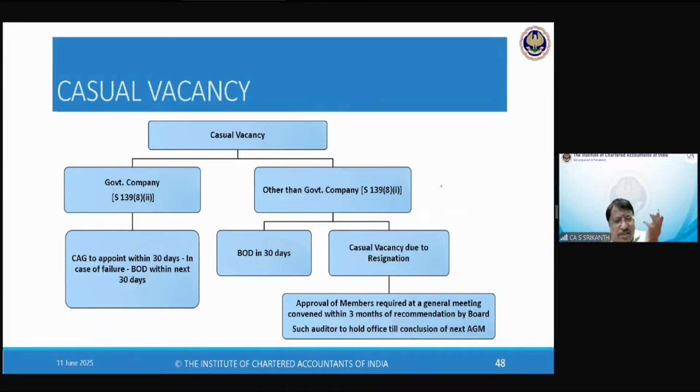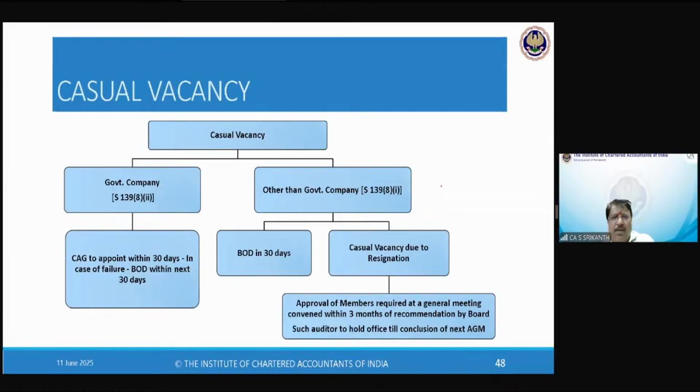So you call a general meeting and get the approval of the members within 3 months of recommendation by the board. So the new auditor, if it's a casual vacancy, will be appointed by the board and it should be approved by the members within 3 months of recommendation. I understand that within 3 months this person has to be approved by the members at a general meeting. Such auditor holds office till the conclusion of the next AGM. In my humble view, in all cases of casual vacancy, only till the conclusion of the next AGM. At the next AGM, they have to be reappointed again.